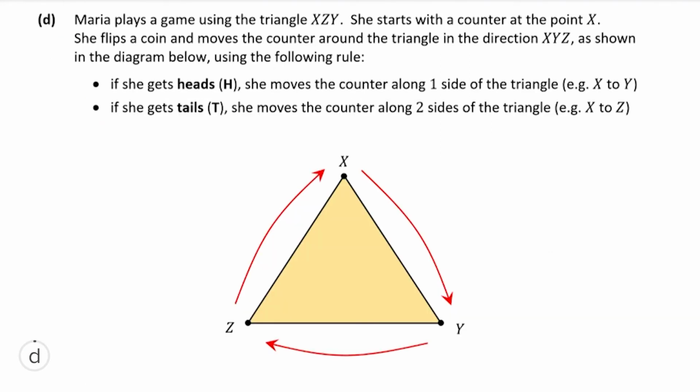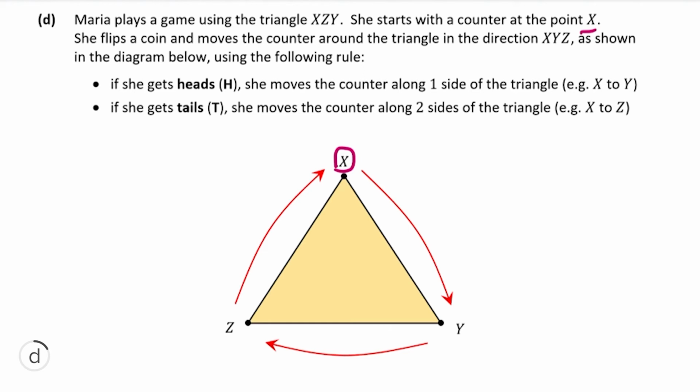Looking at part D now, it says Maria plays a game using the triangle XZY. So she starts with a counter at the point X, so point X here on our diagram, and she flips a coin and moves the counter around the triangle in the direction X, Y, Z. So she goes from X to Y to Z to X to Y to Z and so on and so forth.